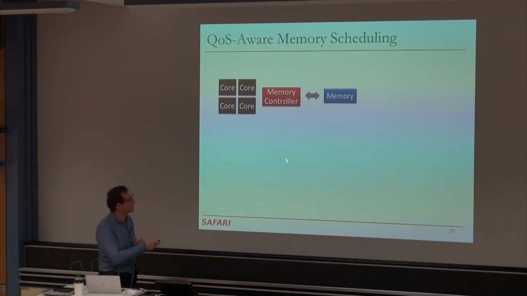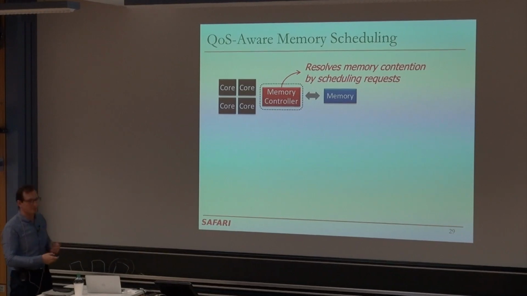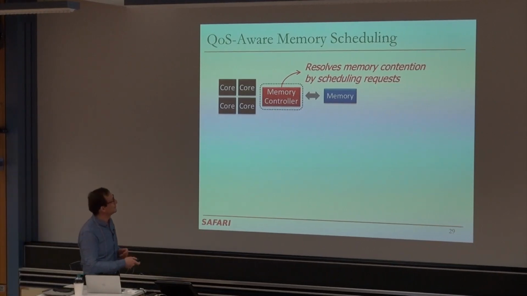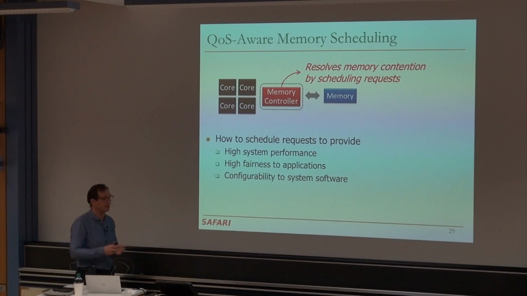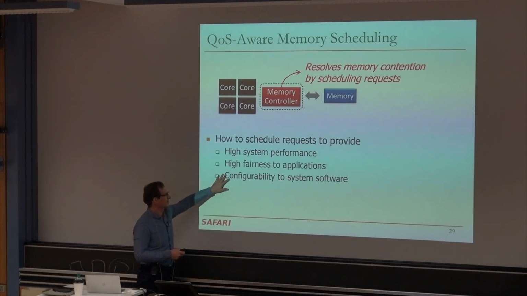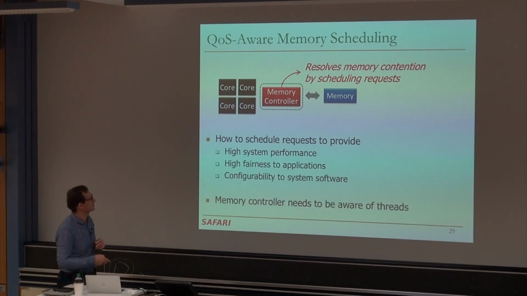So we're going to look a lot into quality of service over memory scheduling. This is actually a really important part of the memory system as we discussed, and it is a bottleneck, as we know. Basically, the memory controller resolves memory contention by scheduling requests. And the key question that we're going to try to answer is how do we schedule requests to provide high system performance, high fairness to applications, and also configurability to system software. We're going to look into this some, but the papers have a lot more detail about that configurable system software.